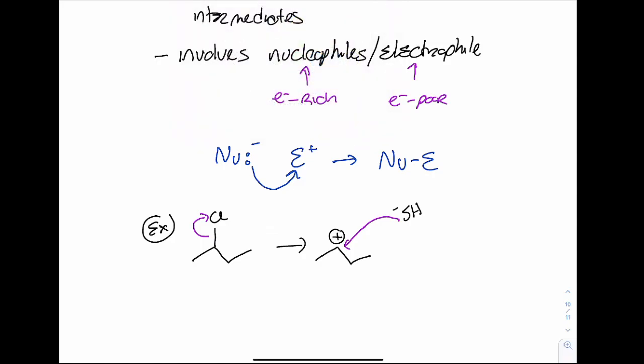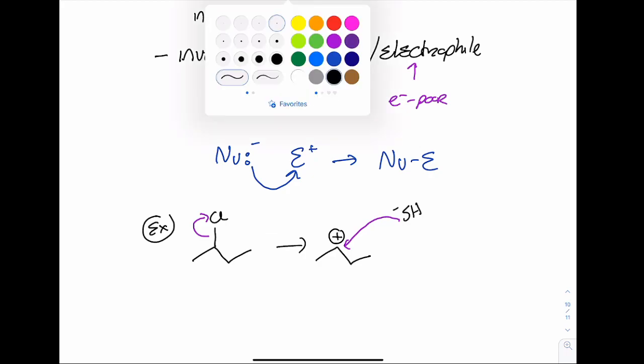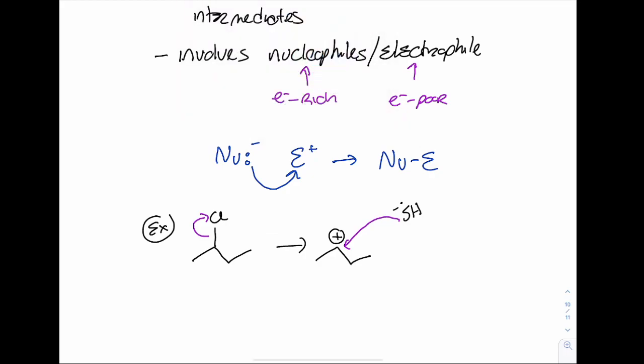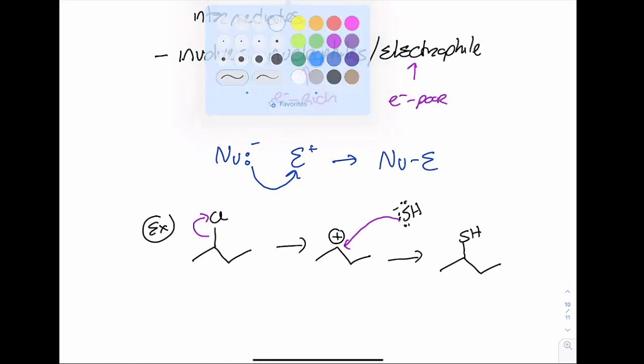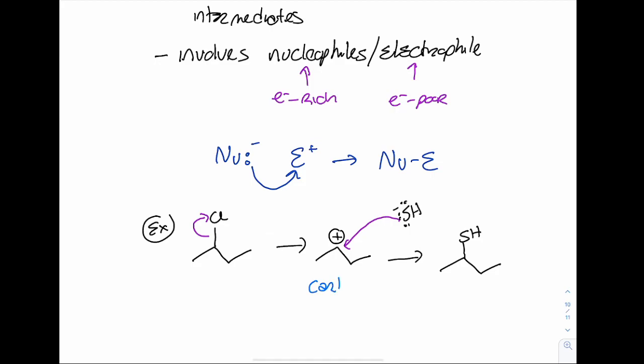Again, 2 barbs because it actually has a couple lone pairs on it, 3 of them. But it's 2 electrons, right? My bond is 2 electrons, and that carbocation doesn't have any electrons to contribute, so both of them are coming from that sulfur. So I have a carbocation intermediate.